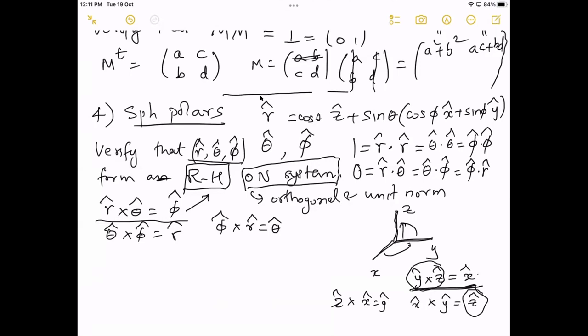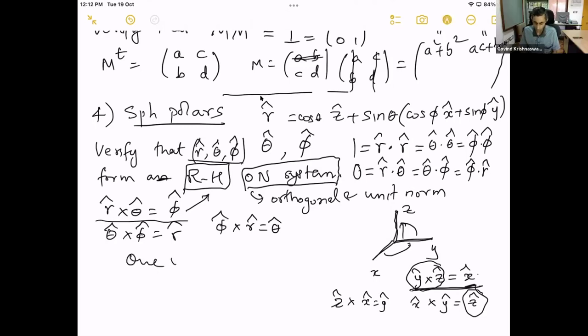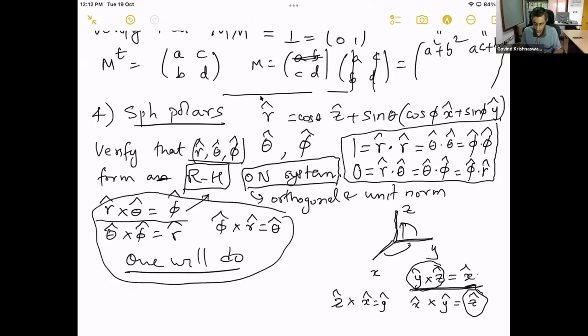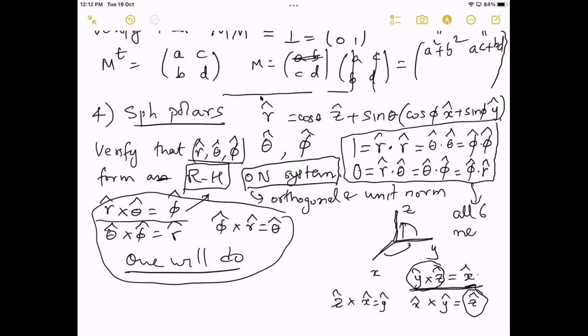Sir, isn't it enough to just show that r cap cross theta cap is equal to phi cap, and we don't need to show also that theta cap cross phi cap is equal to r cap? Correct. One will do. You're quite right. However, you cannot ignore these 6 conditions. They too must be checked. Yes, sir. So one will do among these 3, but here all 6 are needed.